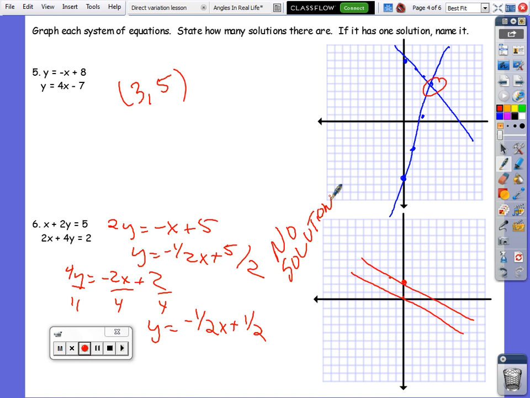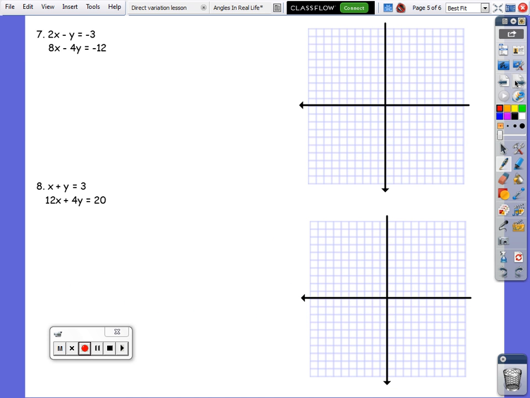On the second one, you'll note that it is a no solution because we ended up with the same slope, graphed them, and they were parallel lines. Okay, so again, when you end up having to solve for y, it takes a little bit longer, but you'll see immediately if they have the same slope, it's going to be no solution. If they end up being the same line because you solved for y, then it's infinitely many. So let's look at these two.